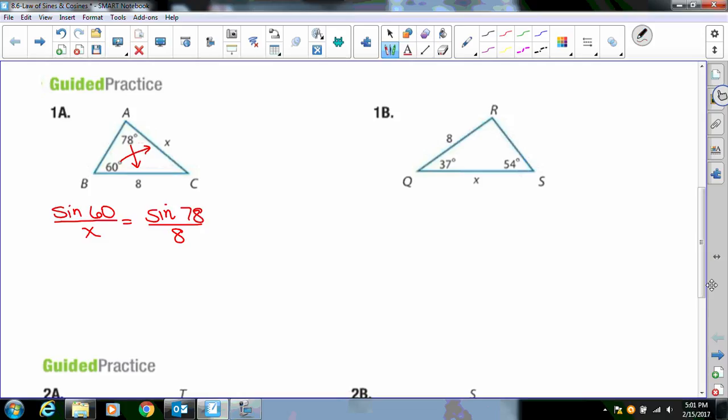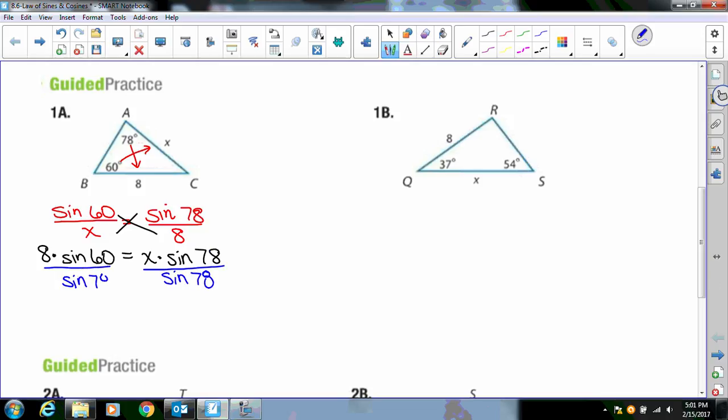And then we're going to cross multiply to solve. So 8 times the sine of 60 is equal to x times the sine of 78. And we're trying to solve for x. So remember, sine 78 is just a number. So to cancel multiplying, I would divide by sine 78.